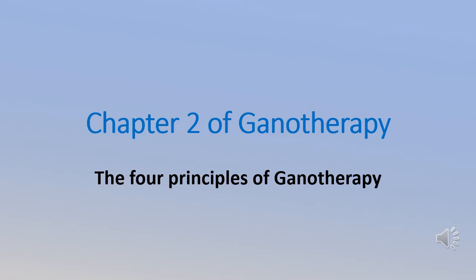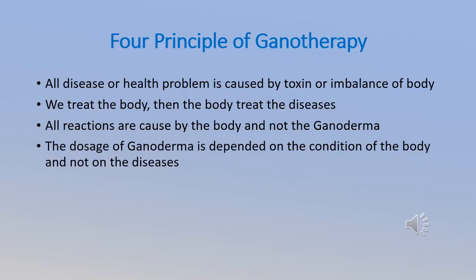In Ganotherapy, there are 4 principles. We are going to discuss in detail these 4 principles. The first principle is that all diseases or health problems, whatever problem is faced by our body, are caused by 2 causes only: the toxin and the imbalance of the body. Only 2 causes. Secondly, we treat the body, then the body treats the disease. We never treat disease. This is the second rule.